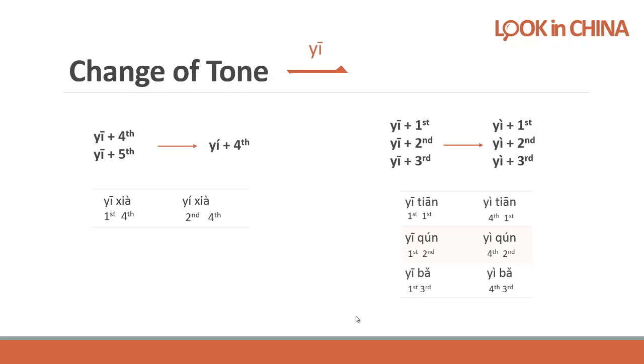And when you're writing this pinyin out, you need to write in the changed tone of yi. In other words, you would write everything in the second column, not the way it appears in the first column.